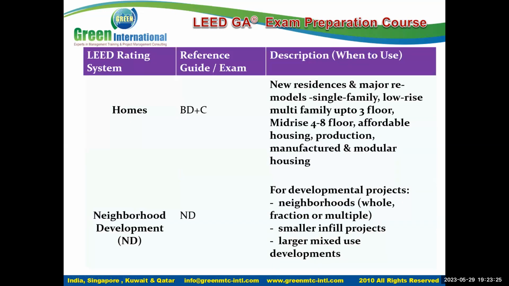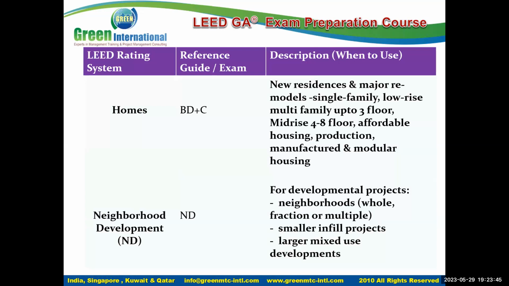We then have homes, which are new residences, major remodeling, single family, low rise multi-families up to 3 floors, and mid rise of 4 to 8 floors. And I think I mentioned in the class yesterday, any residential building of more than 9 floors would actually come under new construction. Okay.